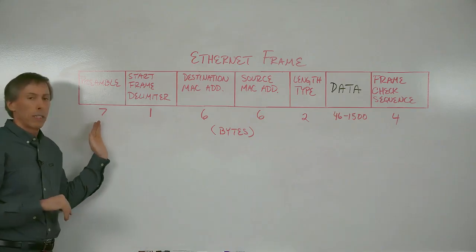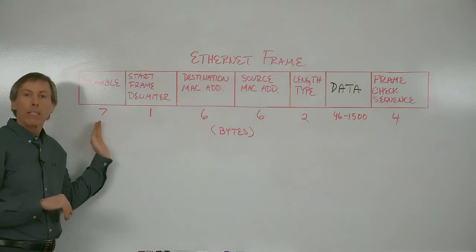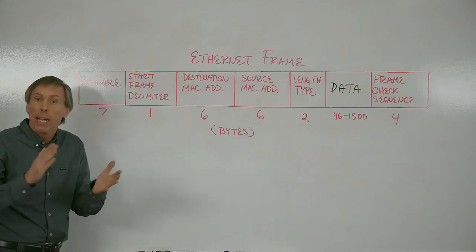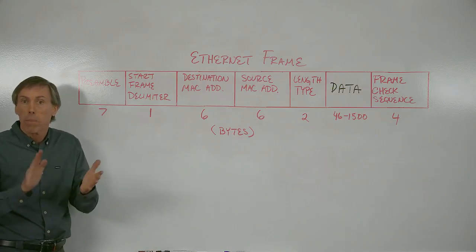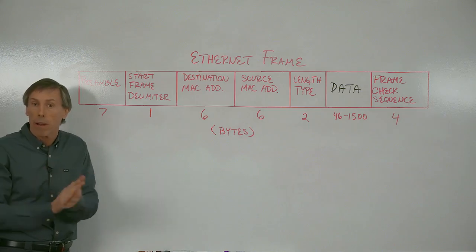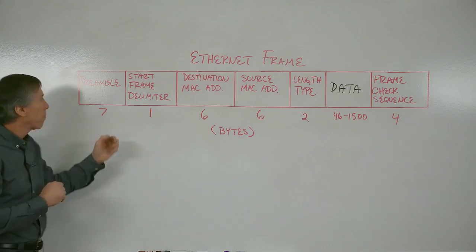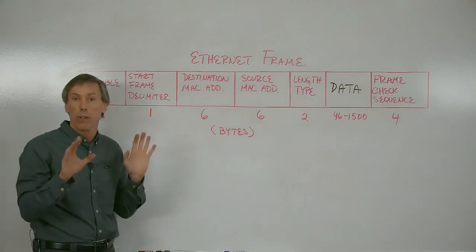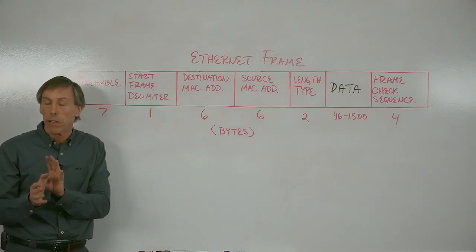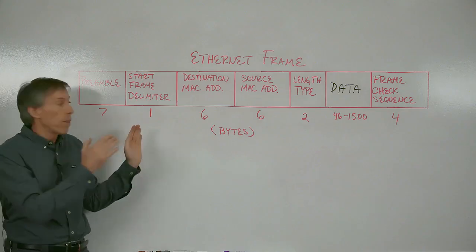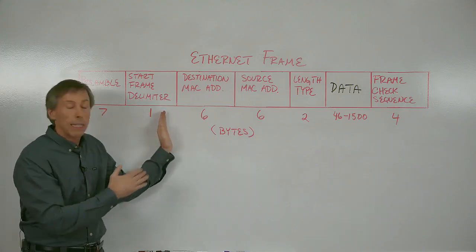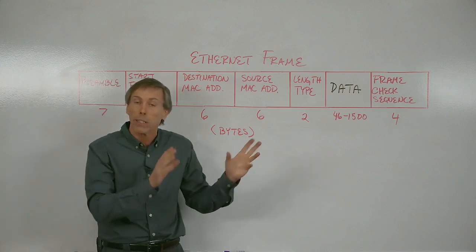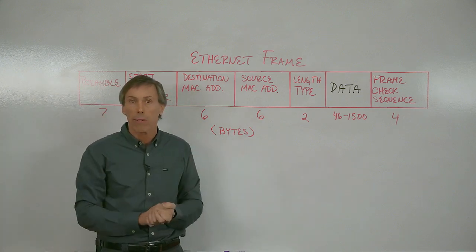So the first field is the preamble. This is used to get the NIC card, the receiving NIC, in sync with the bits that are coming down the cable. The start frame delimiter indicates to the receiving network interface card that following this start frame delimiter will be the actual information associated with the Ethernet frame.